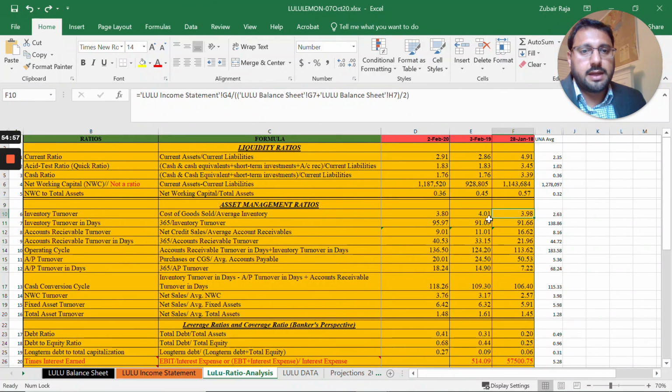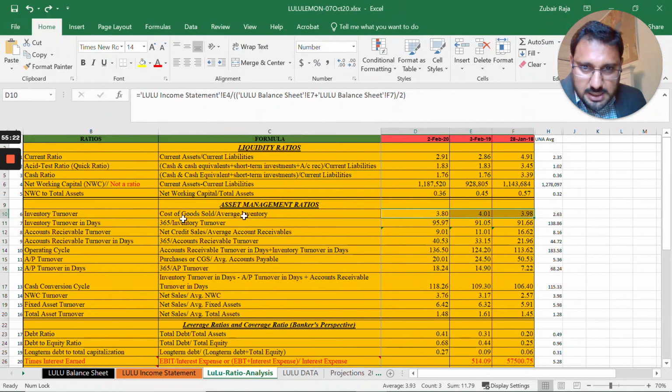And again, you need to do the calculation with your competitor and take the average of this ratio for the competitor and write it in front of this. For example, for Lululemon, the average for the asset inventory turnover is 3.93. You can see that over here. So you add them together, divide by 3, so it is 3.93. So when you are calculating these ratios for your competitor, take this average of your company and write in front of that.